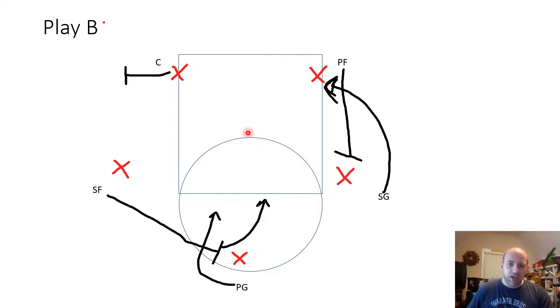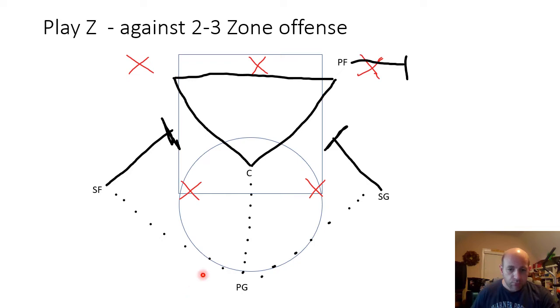That's what we want to do, take easy shots. We don't want to take long shots. We want to take shots in this area of the paint because they're easier to make. That's play B.